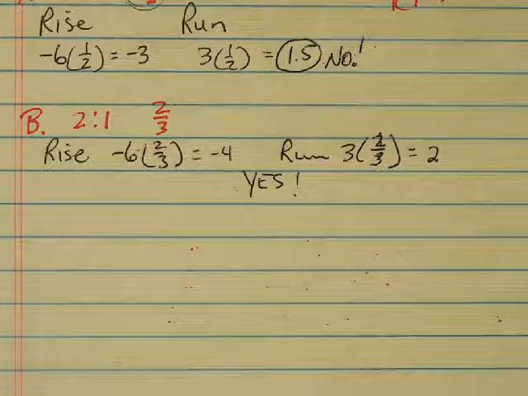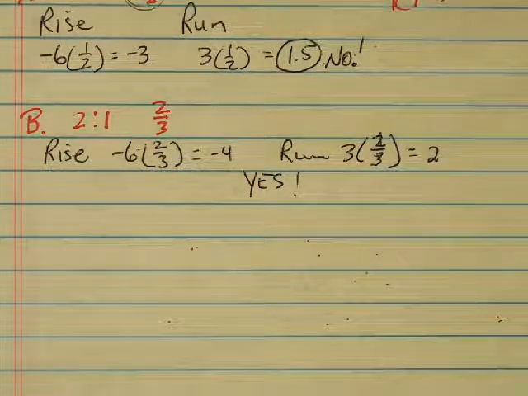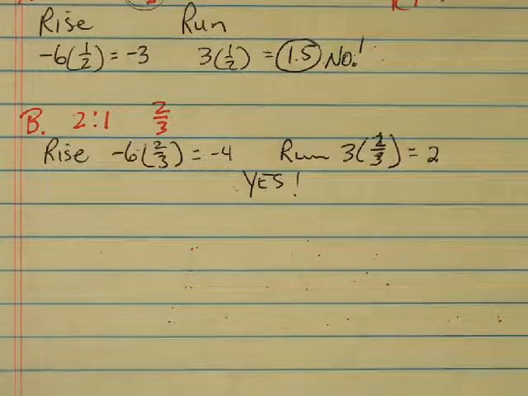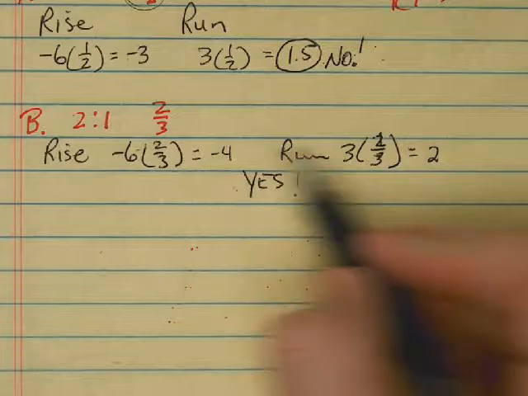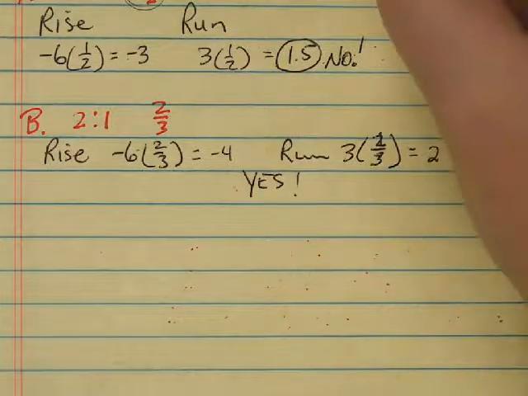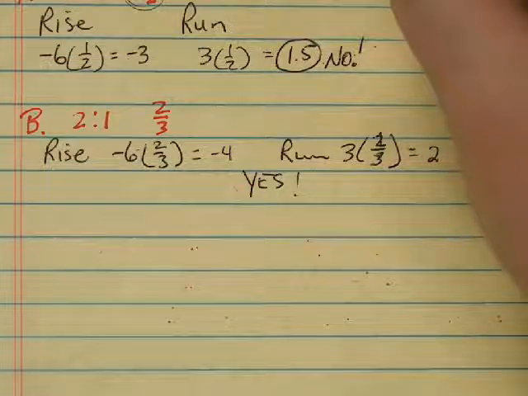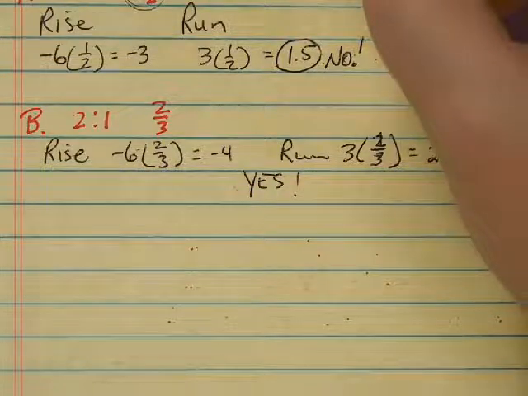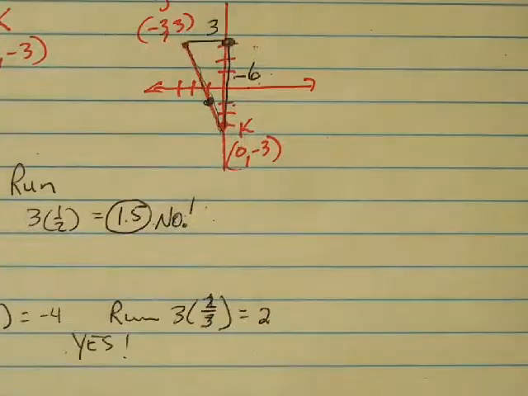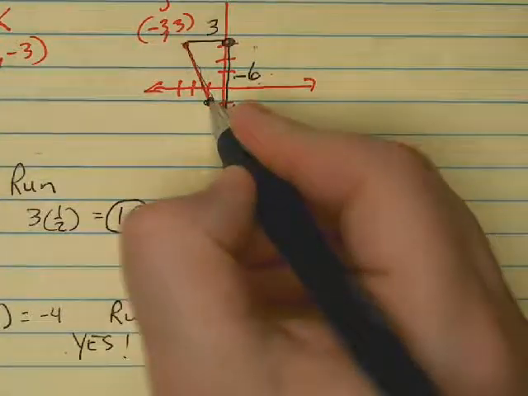But the next level of the question that they don't ask, but we need to know, is where is that point? This isn't the coordinate. Remember, this is how much it's moved. It's moved 2 units over and 4 units down. So that point would be right there. Looks like -1.